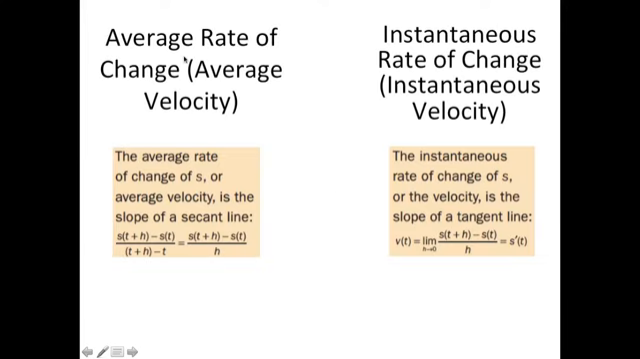So the difference between the average rate of change and the instantaneous rate of change is that the average rate of change would practically be finding the slope of the secant line, while instantaneous rate of change is finding the slope of a tangent line. The secant is practically changing your y's over changing your x's, or in this case, it would be your displacement at a specific time minus the displacement at your initial time, over your final time minus your initial time. And the instantaneous is the derivative of my displacement.